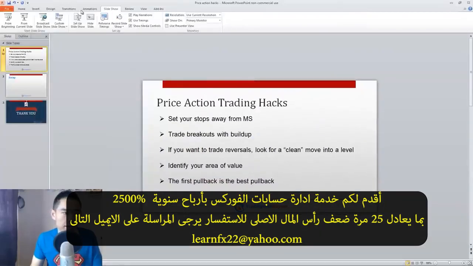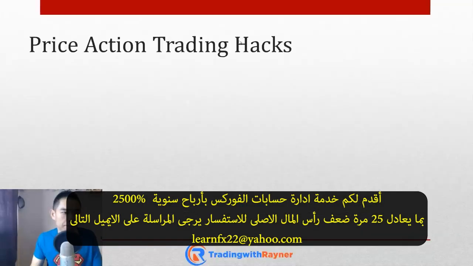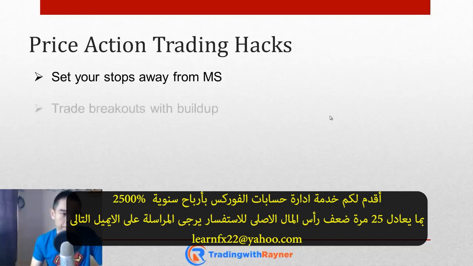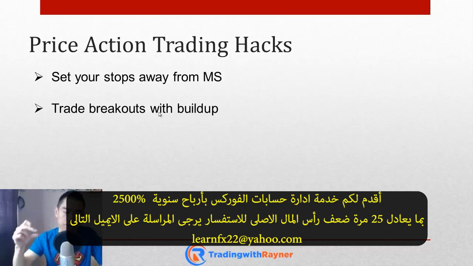So let's do a quick recap. First one, set your stop loss away from market structure. That is the first tip that I have for you, because if you just set it below the lows or above the highs, it's very easy to get triggered. Second one you want to be doing is trade breakouts with a build up, the tight consolidation.